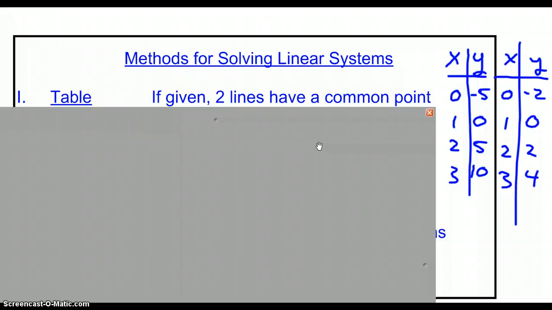Now there's only so many times you can practice that, because once you've done it once, you're going to do it every time just like that. You see the common point if given a table for each line. Okay? But really, what was the first method that we spent tons of time on?